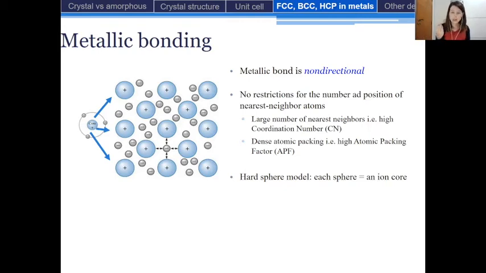So this enables a large number of nearest neighbors, or in other words, we have a high coordination number in metals. And the other aspect is that we have a dense atomic packing, or in another way, a high atomic packing factor, APF. And so when we use a hard sphere model, we will consider that each sphere corresponds to an ion core. Okay.